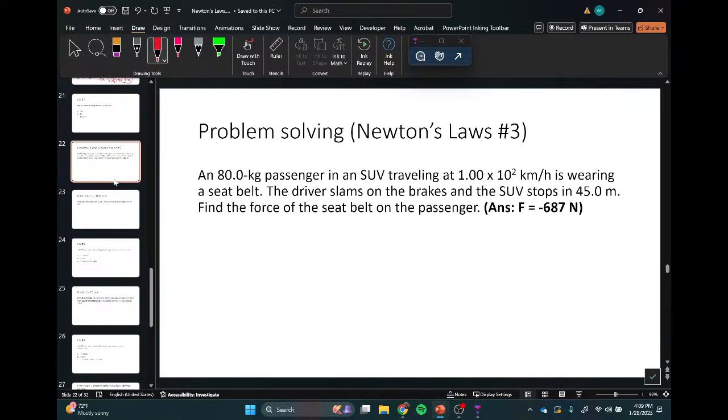All right, an 80 kilogram passenger in an SUV is traveling at 1 times 10 to the 2, 100 kilometers per hour. And they're wearing a seatbelt. Yay! The driver slams on the brakes and the SUV stops in 45 meters. Find the force of the seatbelt on the passenger.